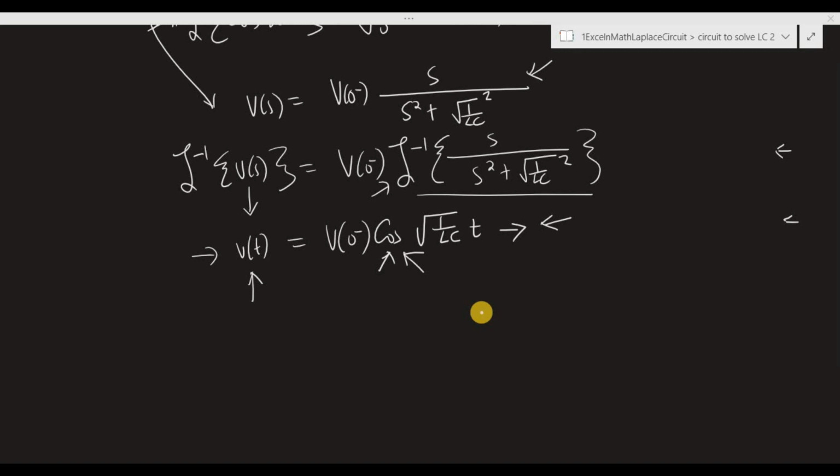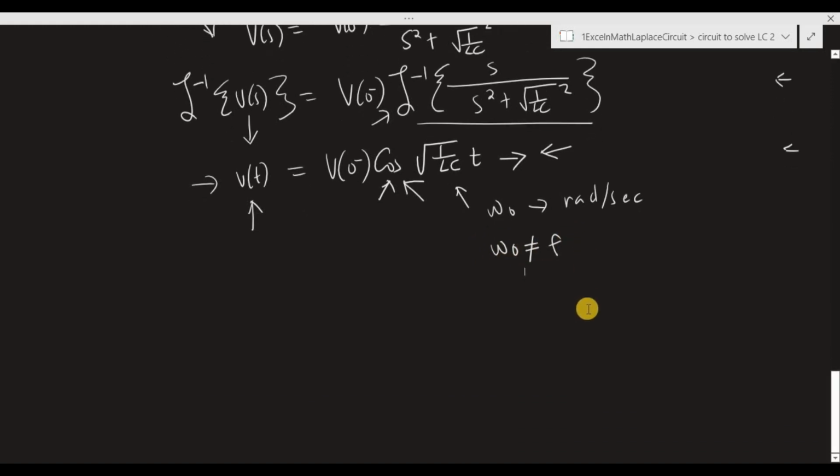Okay, this term here, the square root of 1 over LC, is also known as omega naught, and its unit is radian per second. It is also known as the circular or the radial frequency. Now omega naught and the frequency are not equal. Okay, the unit of frequency is cycle per second, which is equal to hertz.